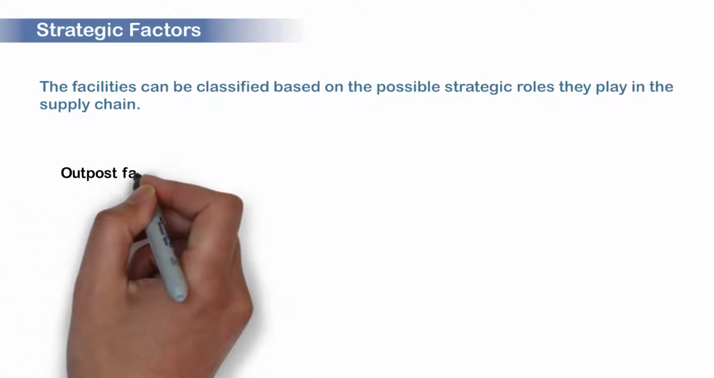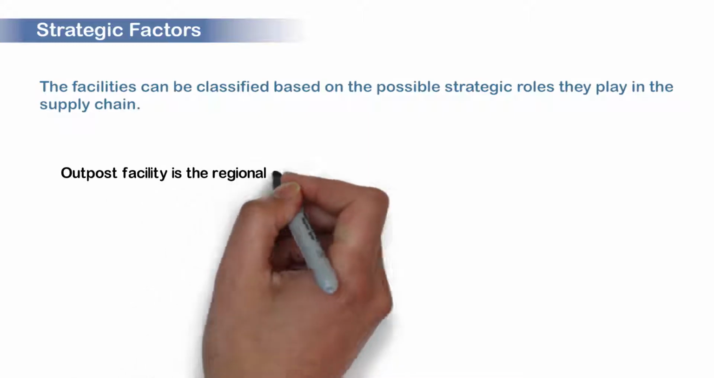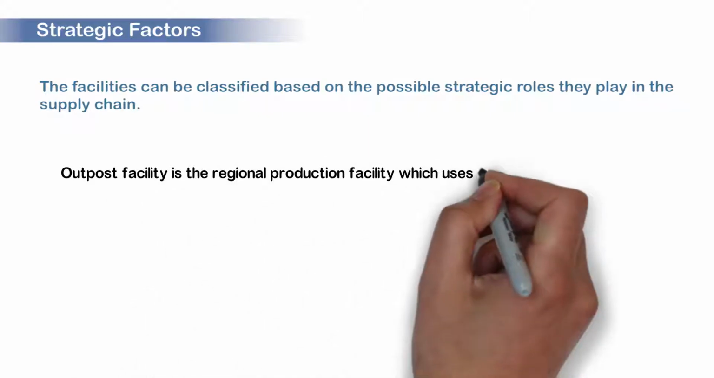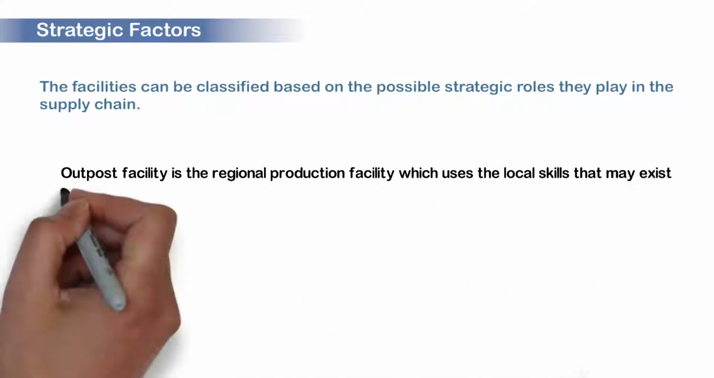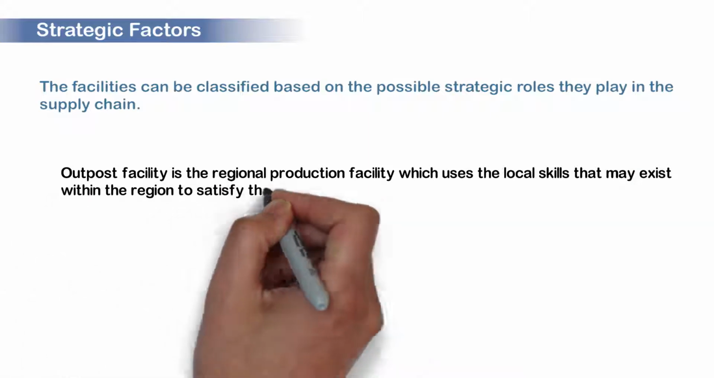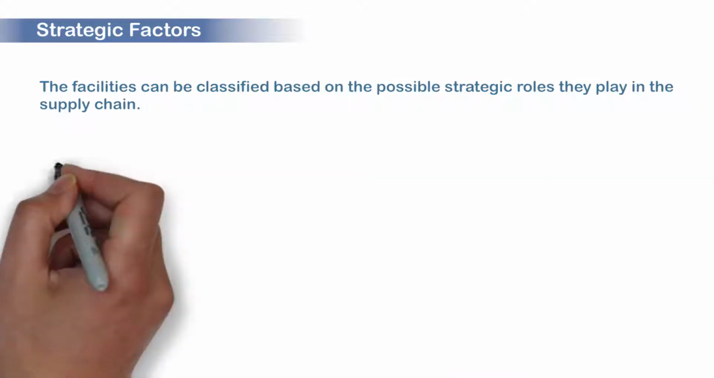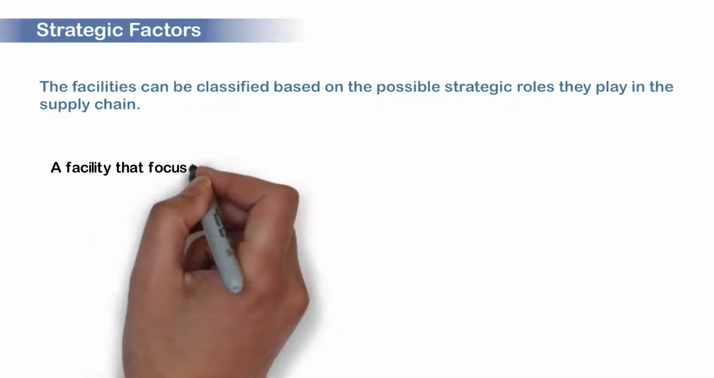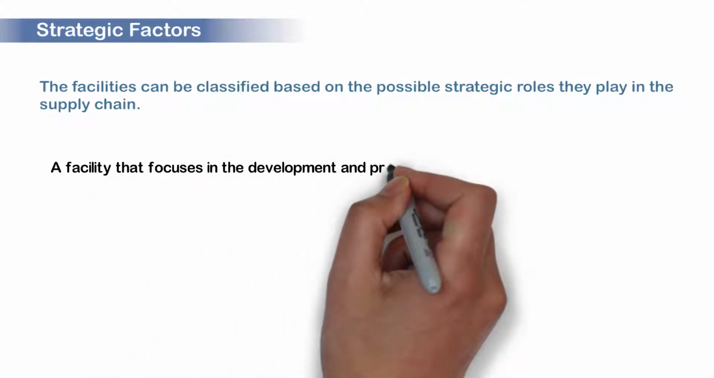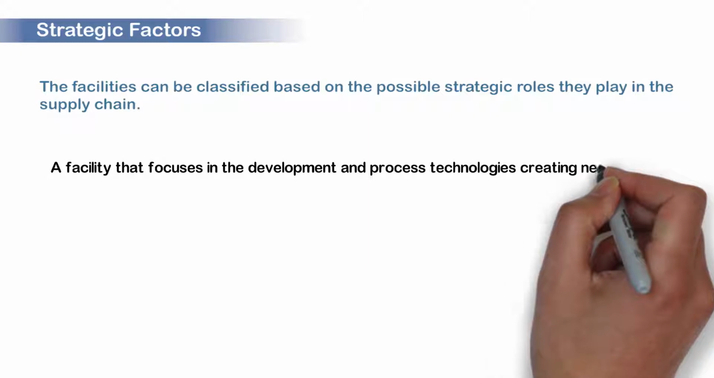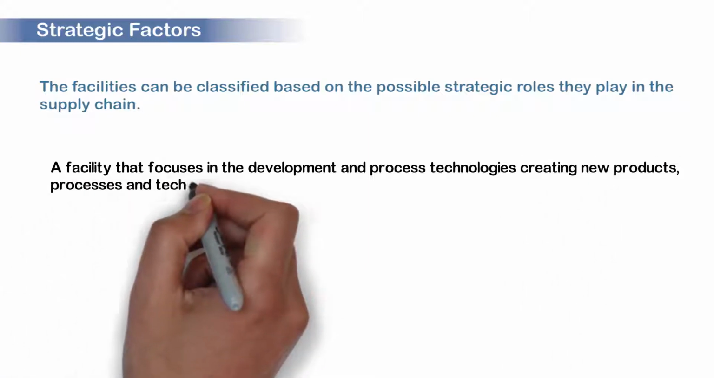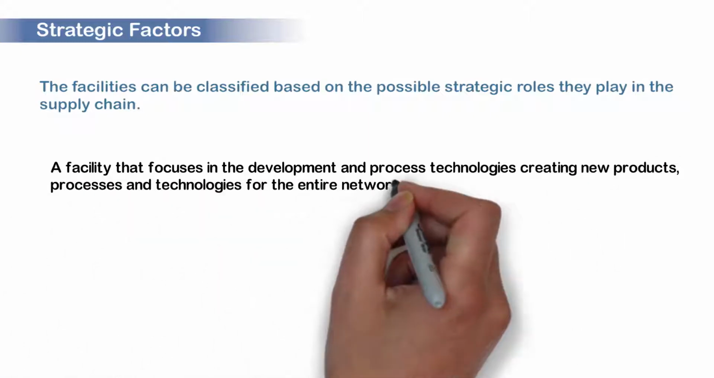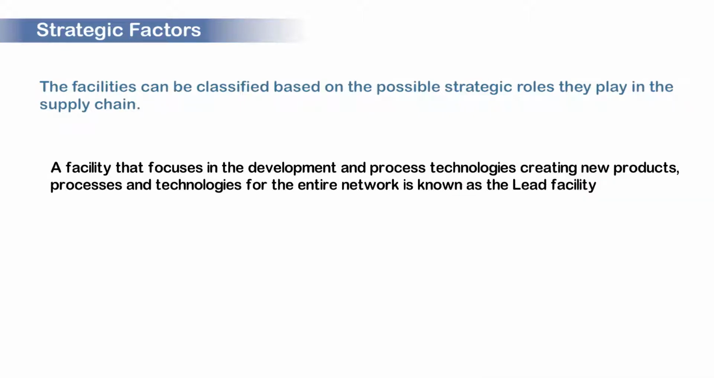An outpost facility is a regional production facility which uses the local skills that may exist within the region to satisfy the market requirements. A facility that focuses on the development of process technologies, creating new products, processes, and technologies for the entire network is known as the lead facility.